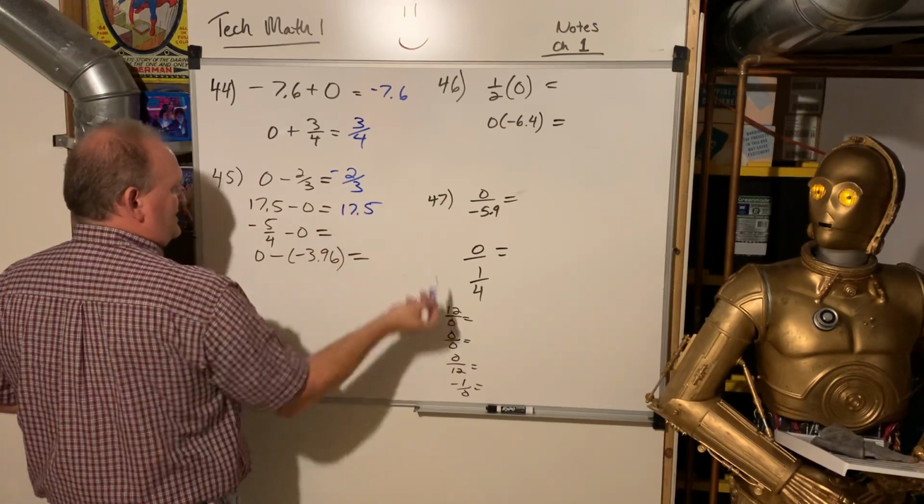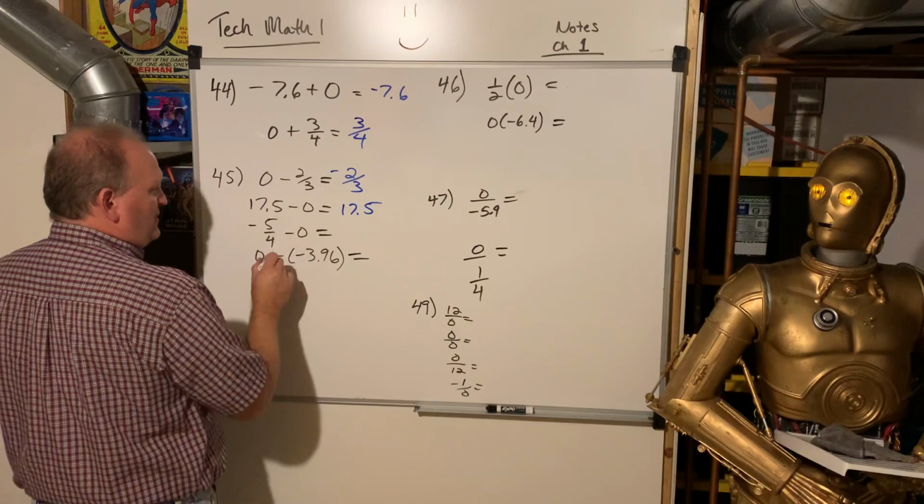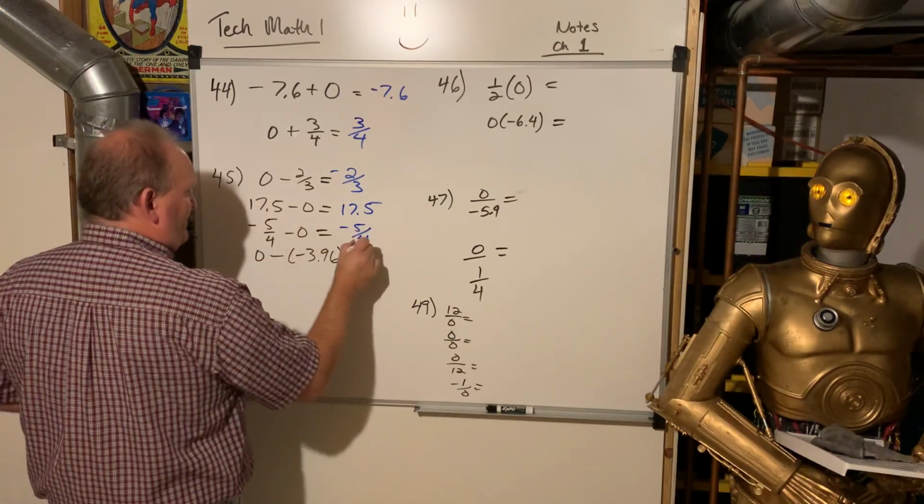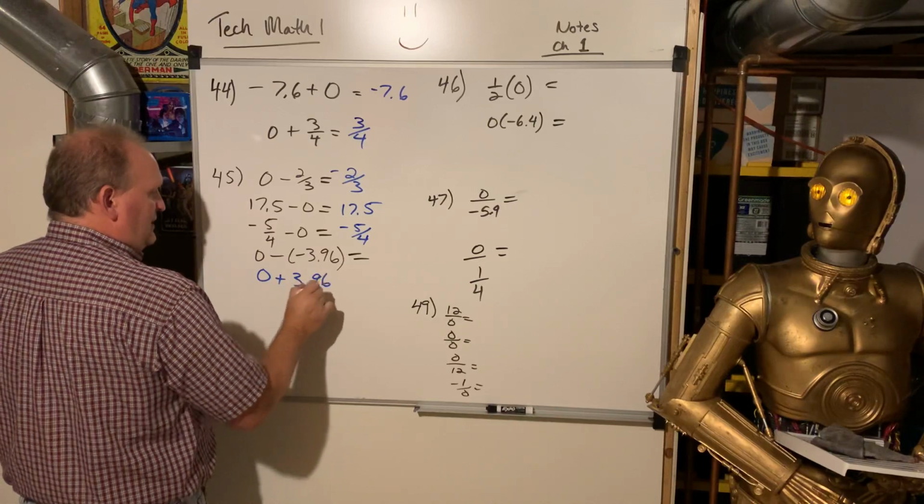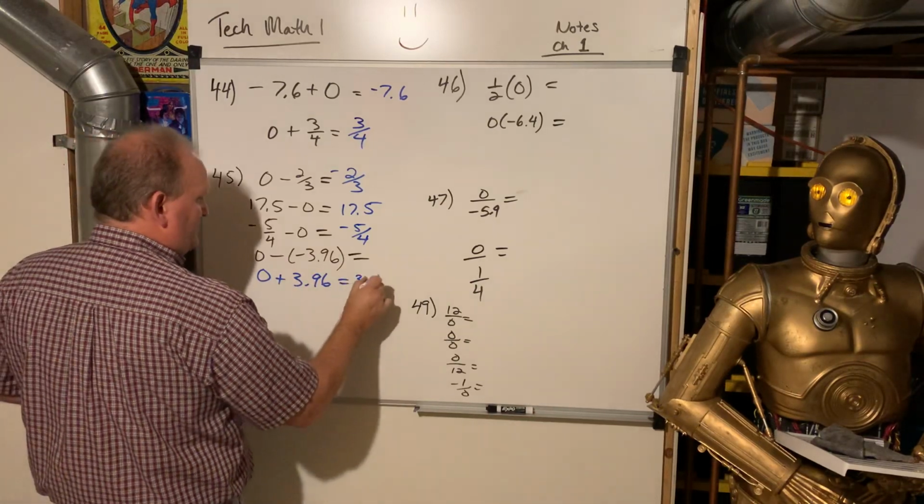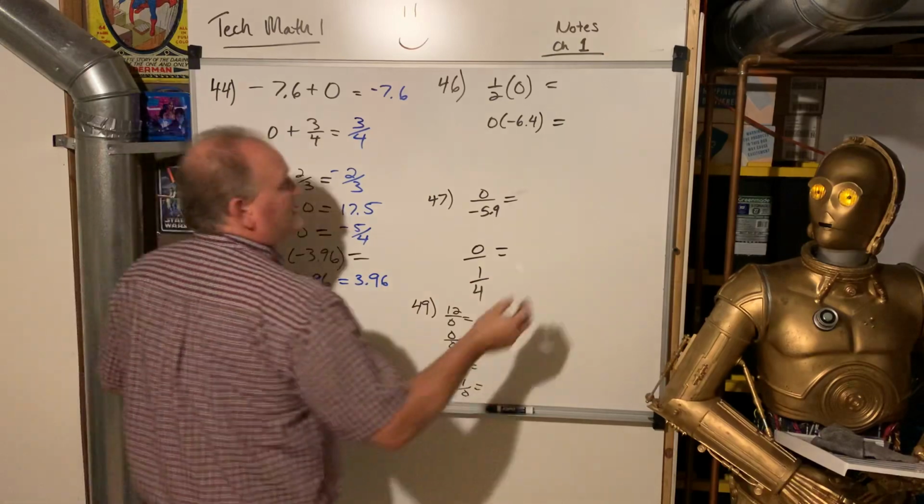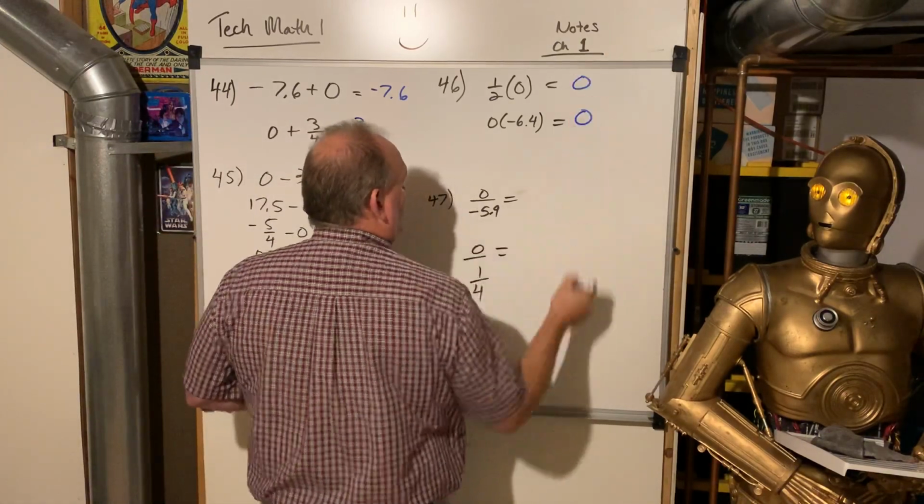17.5 subtract 0. Negative 5/4 minus 0 is still negative 5/4. This one we have to rewrite into 0 plus 3.96 is 3.96. 0 times anything is 0, and you remember that forever.